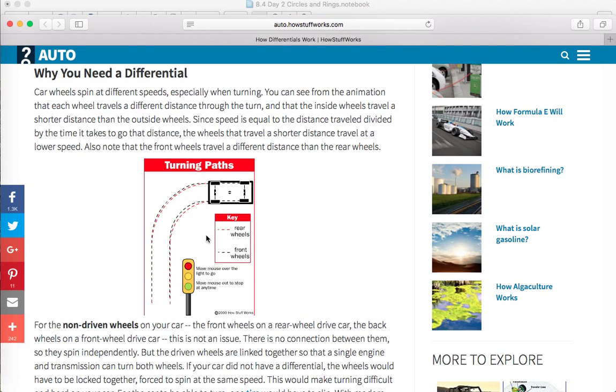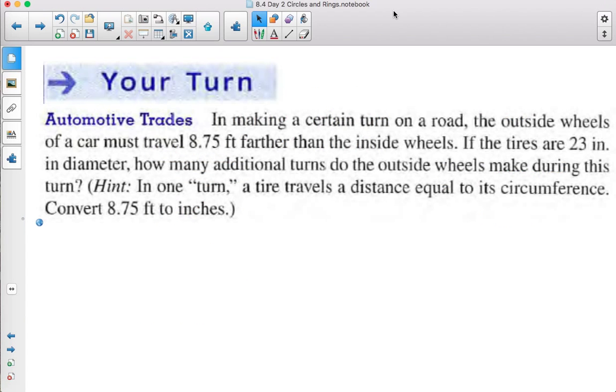So the key idea here is the outside wheels in a turn are going to have to travel faster. They're going to have to make more turns. So how does a car do that with the axle all being tied to the same thing? Well, you use the differential. So the differential allows a car to do something like this.